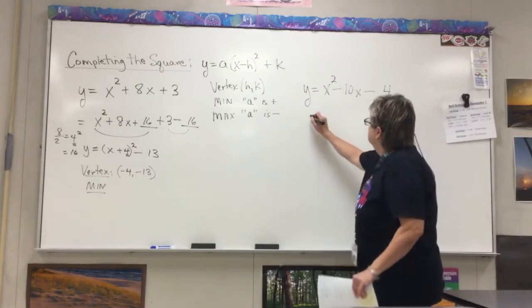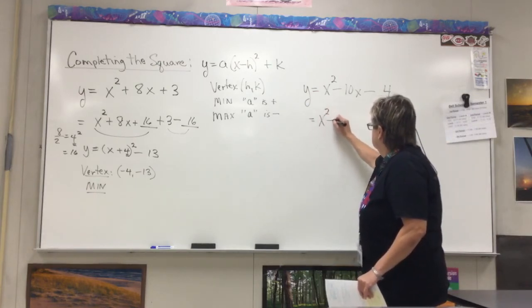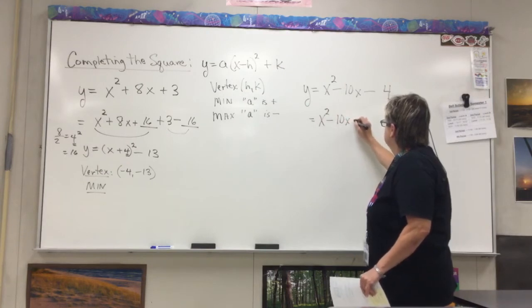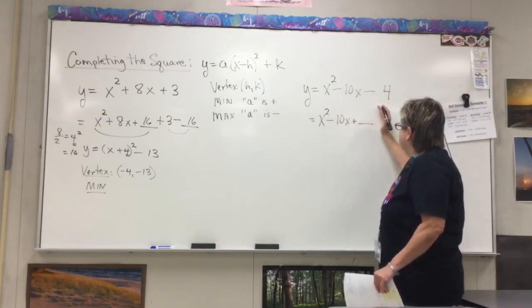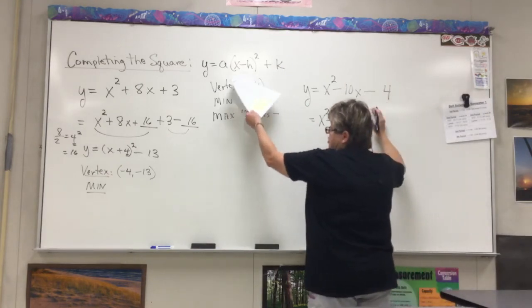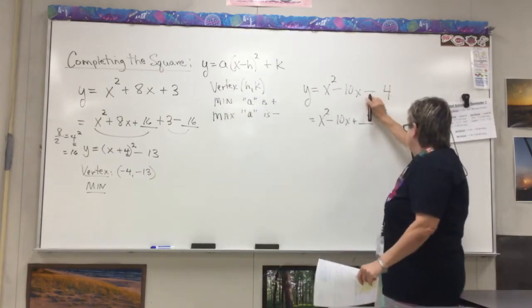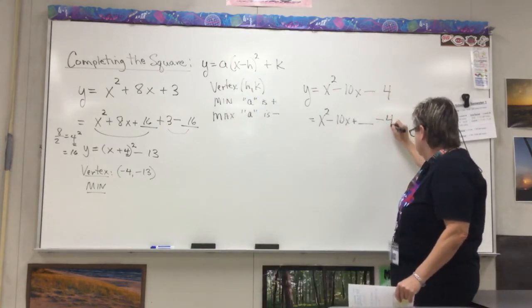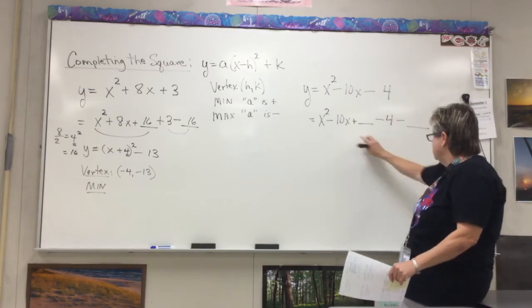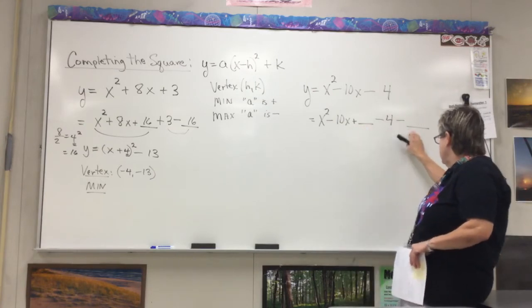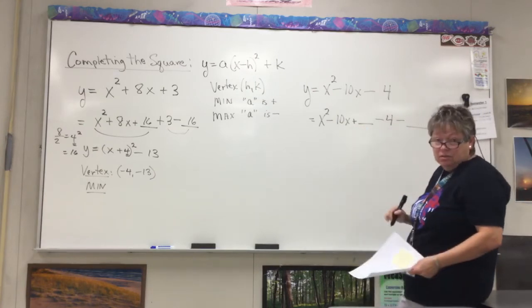Again, we'll start out with x squared minus 10x. We're going to say plus something. That part's supposed to be that perfect square part. Scoot this subtract 4 over, and we'll say minus something else. So when we add something and subtract something, it's like you're adding in a 0.